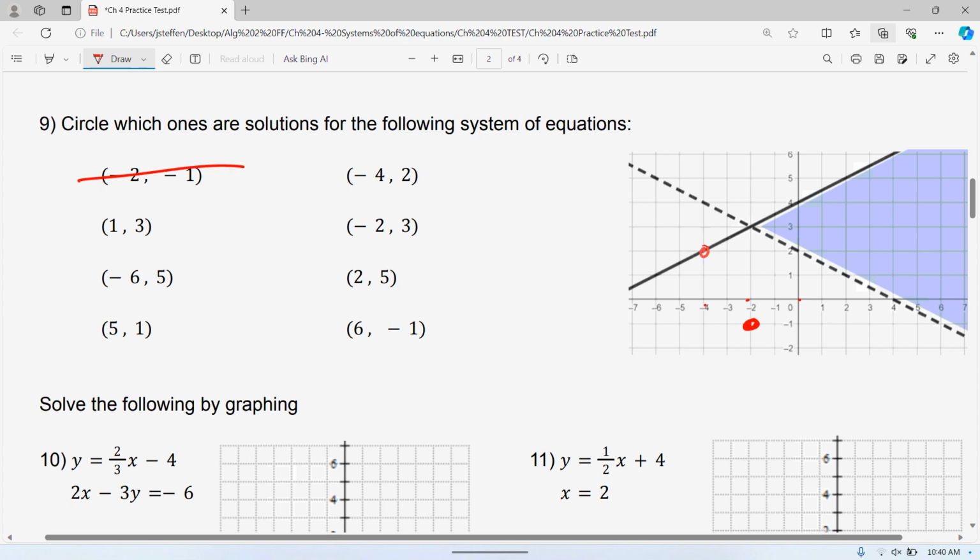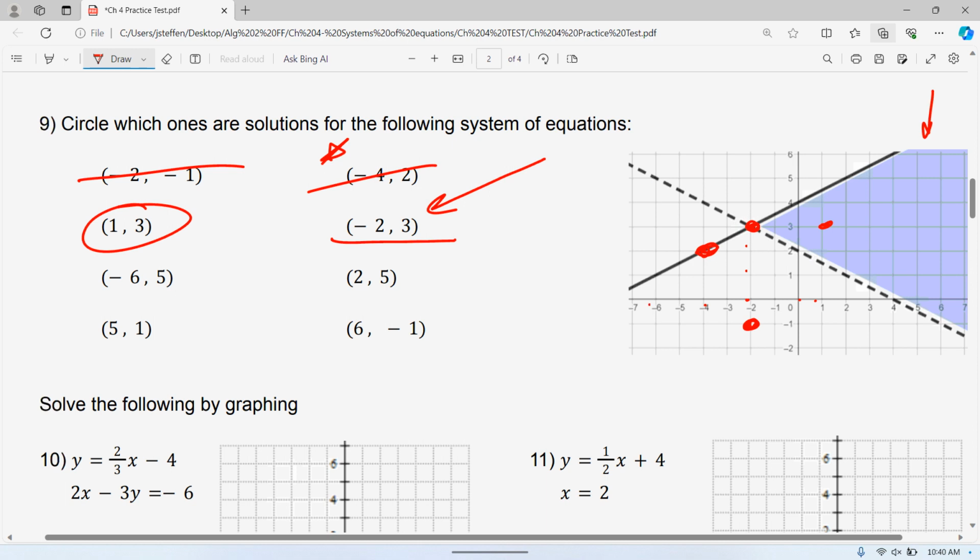Negative 4, positive 2 is right here. It's definitely not even close to the shaded region. The region is this blue. 1, 3, so we go over 1, up 3. That's right in the middle, so that is a solution. Negative 2, up 1, 2, 3. So this one is right where they intersect. So actually, that's a solution as well.